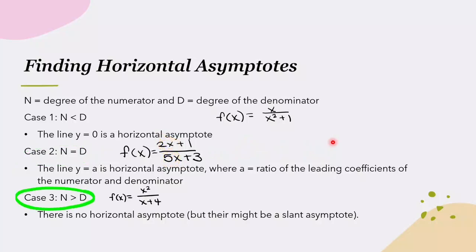Finally, the third thing we might see is the degree of the numerator could be bigger than the degree of the denominator. For example, x squared divided by x plus 4. In this situation, there's actually going to be no horizontal asymptote. If you take your leading term in the top, in this example x squared, divided by the leading term in the bottom, in this case x, that simplifies down to x. If I plug in a really, really big number, that's actually going to go to infinity. It's not going to approach a finite number. So this is a situation where we have no horizontal asymptote.